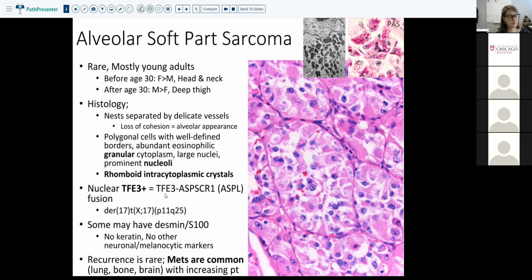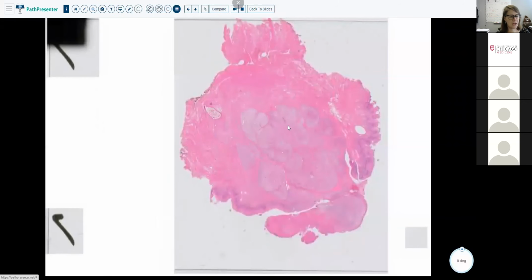Specifically, TFE3 is going to be your diagnostic immunostain. Some of them have desmin, some of them have S100, which can start to expand your differential diagnosis. But if you have this morphology, I would say TFE3 is going to be your most specific, reflective of the translocation. These can, as is shown here, metastasize. So they're considered a potentially high-grade sarcoma.